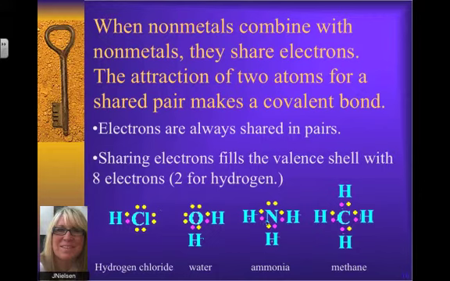NH3, N's got 5, each H has 1, N now has 8, each H has 2. This is also polar. The pull in the east-west direction cancels out, so you have a net pull in the northern direction. So this is polar. And this is methane, or CH4. This is nonpolar by symmetry because the pull is equal and opposite.